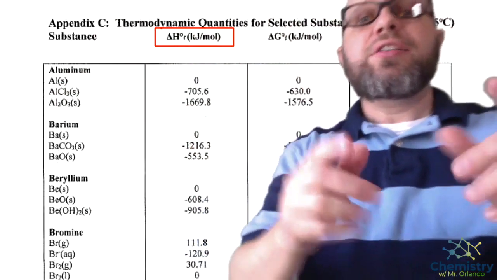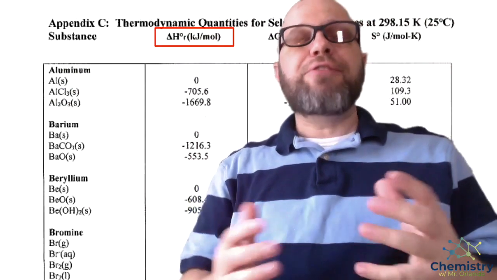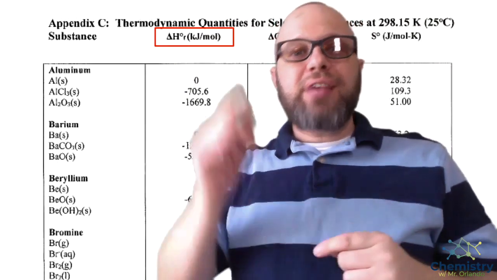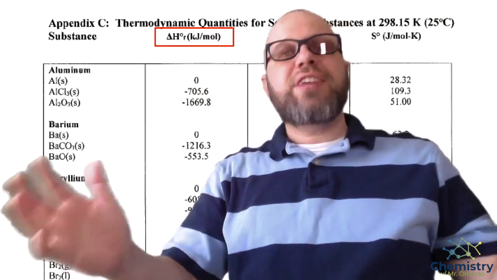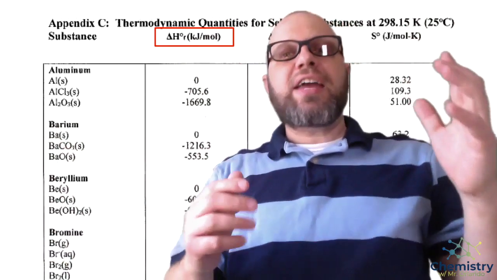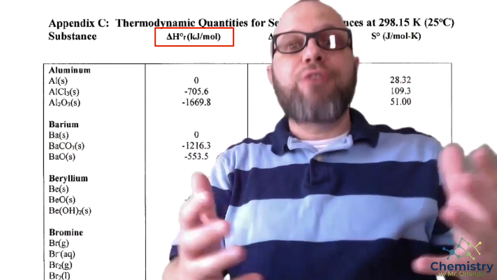All right, so today there's a red box around the delta H because that's what we're going to focus on. If you notice, I've been using the term delta H of reaction, but this has a little delta HF, and that delta HF means delta H of formation. So it's the heat energy that is either absorbed or released when this compound forms.